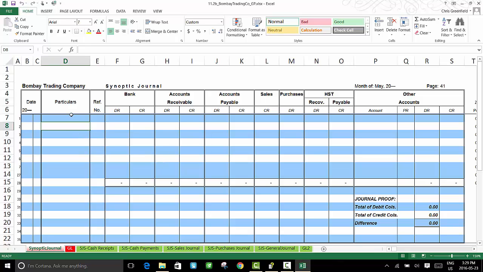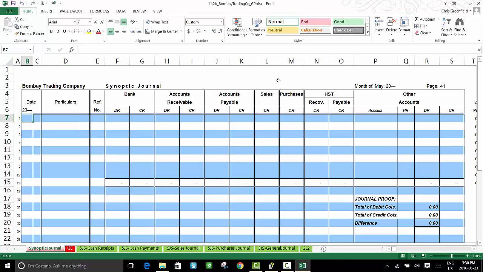On our May 4th transaction, we have cash sales ticket number 57 to record the sale of $256 of merchandise in cash with HST of 33.28 for a total payment to us of 289.28. Thinking about the accounts we're going to need, we need our bank account because we have cash, our sales account because we've made a sale, and our HST payable account.